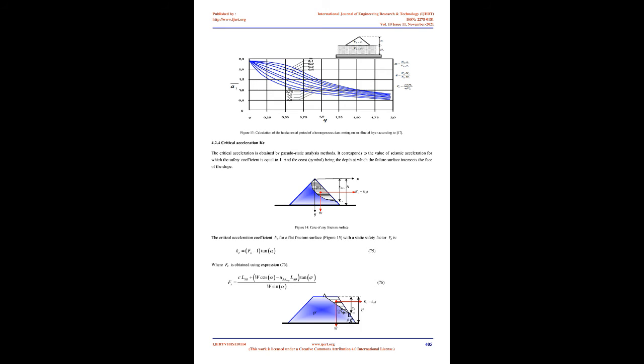4.2.4 Critical acceleration Kc. The critical acceleration is obtained by pseudostatic analysis methods. It corresponds to the value of seismic acceleration for which the safety coefficient is equal to 1, and the depth is the depth at which the failure surface intersects the face of the slope. Figure 14, Case of any fracture surface.